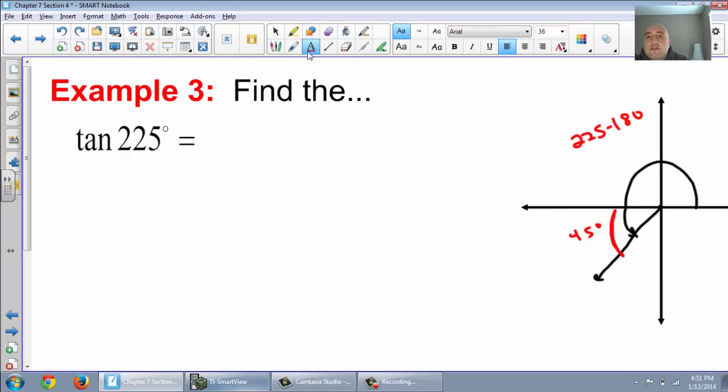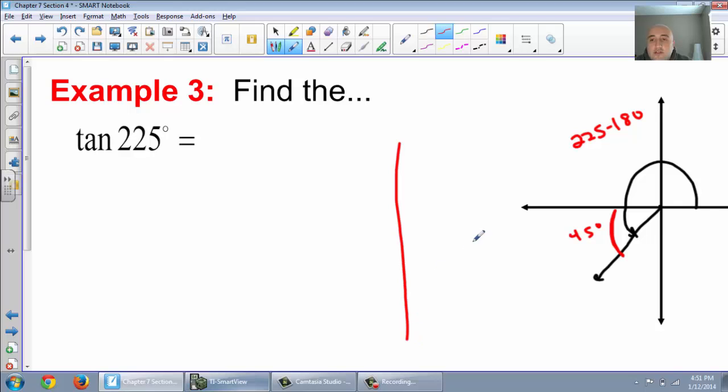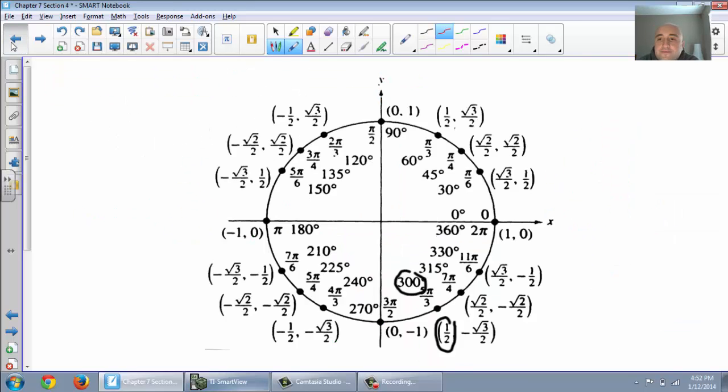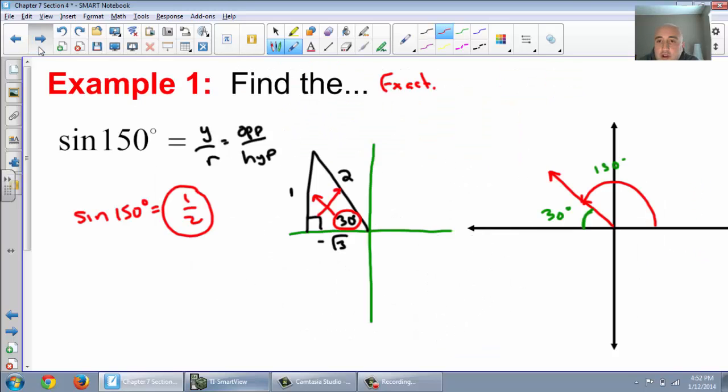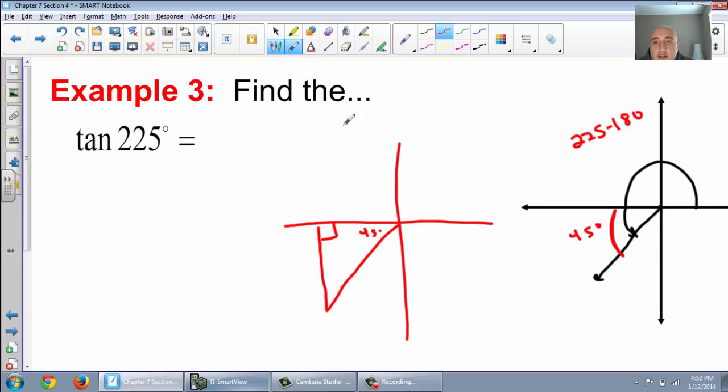All right, so I have a 45-degree triangle in the third quadrant. So I'm going to draw a right triangle. So 45 here, and let's look at our triangles. Notice my x and my y are both square root of 2. So we just have to make sure we get our signs right. We went to the left, so it should be negative square root of 2. We are going down, so it should be negative square root of 2. And remember, hypotenuse is always 2.